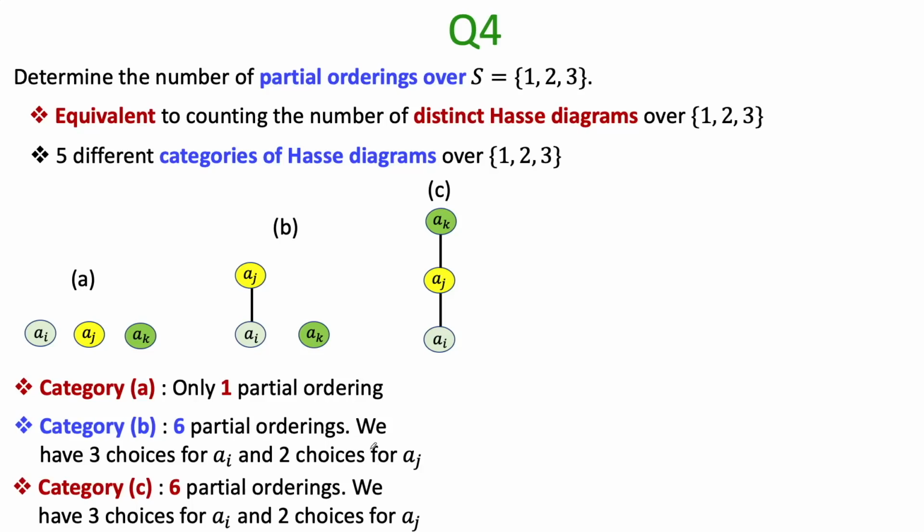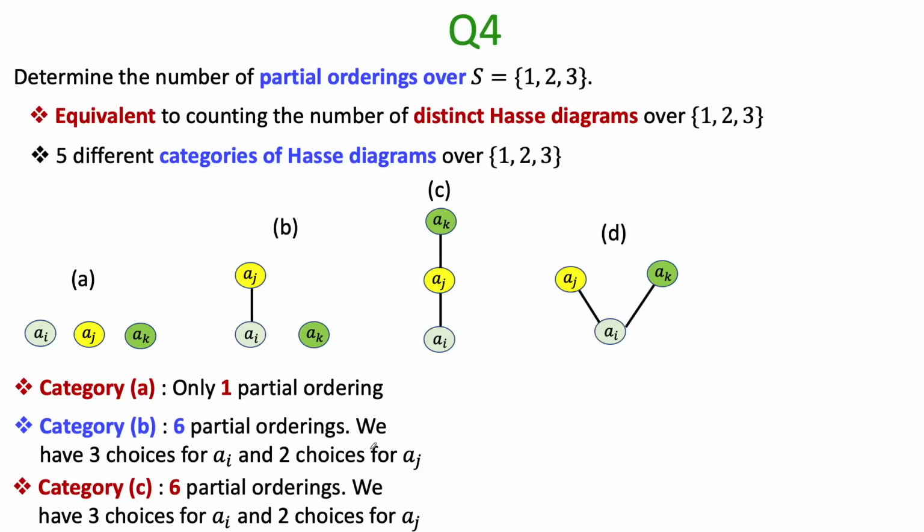And it turns out that we can have 6 partial orderings of this category depending upon what are my values of AI and AJ. So I have 3 choices for AI. My AI could be either 1, 2, 3. Once I have fixed AI, I have 2 choices for AJ. And once I have fixed AI and AJ, the third element will be my AK. So that's why I will have 3 different Hasse diagrams in this category.